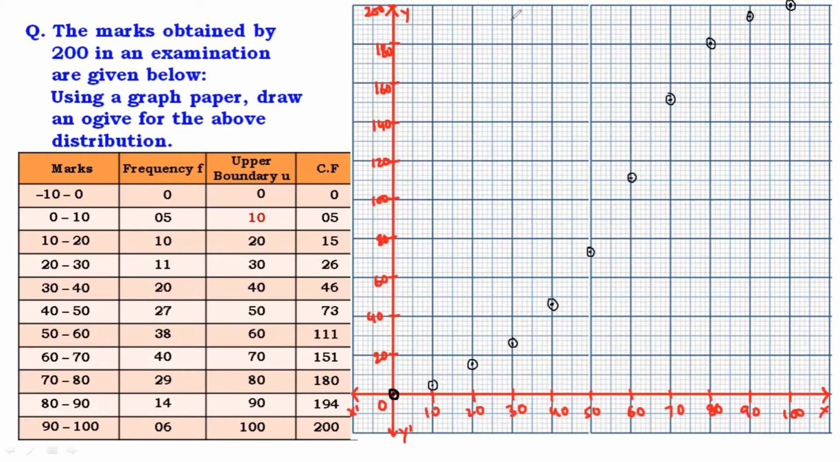Now, the next thing is, many times the mistake students make is while joining these points, you cannot use a scale. If you use a scale, it's wrong. Ogive is a smooth freehand curve. You cannot use a scale for that. So here, guys, I'm going to make this ogive. We'll make this. You have to join all the points.